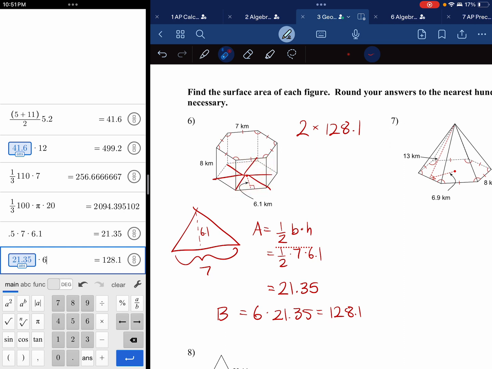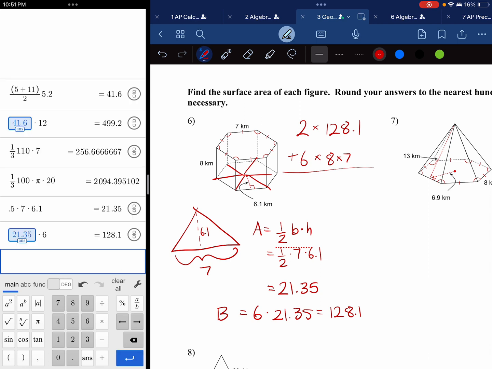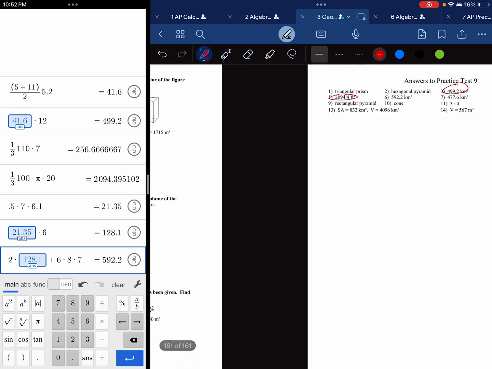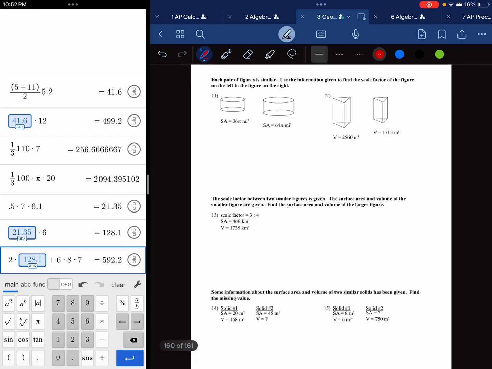Well, it's a rectangle that is a length of 8 by 7, right? So this length is 8, this length is 8, therefore this rectangle back here is an 8 by 7. So I have an 8 by 7 rectangle, and how many of those do I have? I have 6 of those. So if I add those together, I get the following. I have 2 of those 128.1s plus 6 of these 8 by 7s, and I get 592.2. Units here are going to be kilometers squared. Let's see, 592.2. Very nice. Number 7.